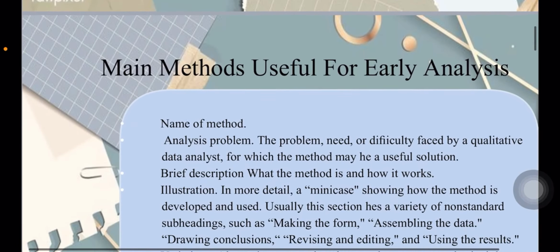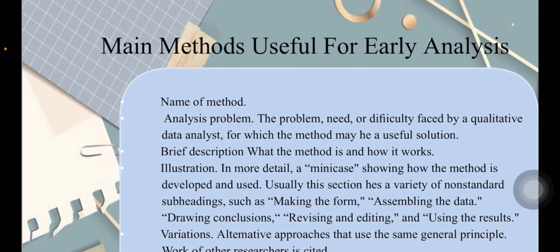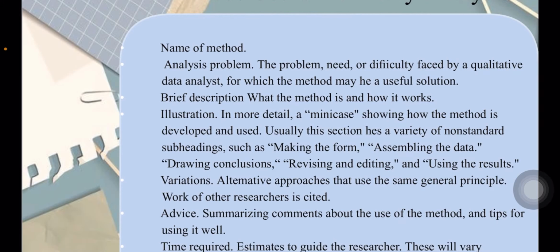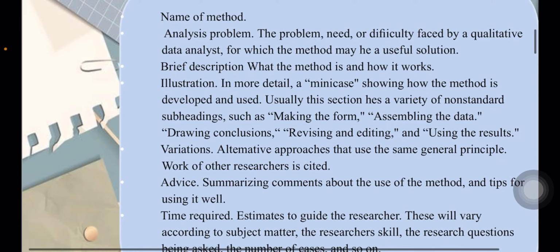Next slide is the main methods useful for early analysis. First, name of method. The second, analysis problem: the need or difficulty faced by qualitative data analysts for which the method may be a useful solution. Number 3, brief description: what the method is and how it works. Next, illustration: in more detail, a mini case showing how the method is developed and used.